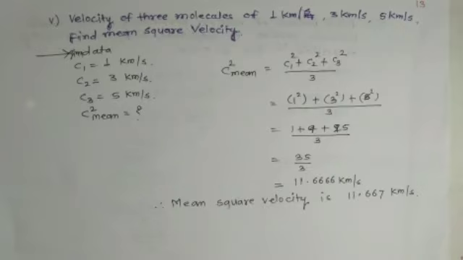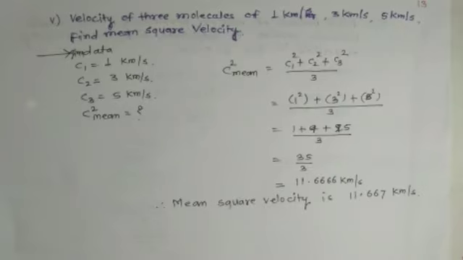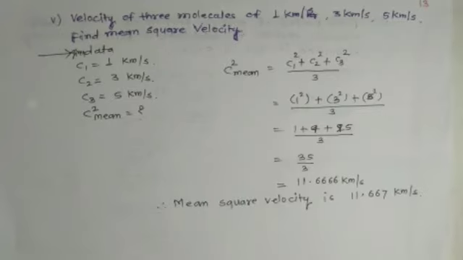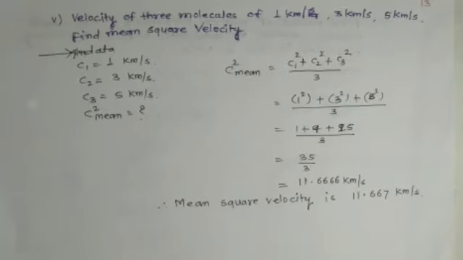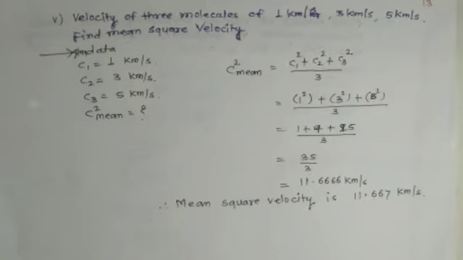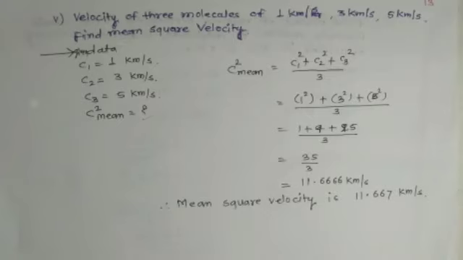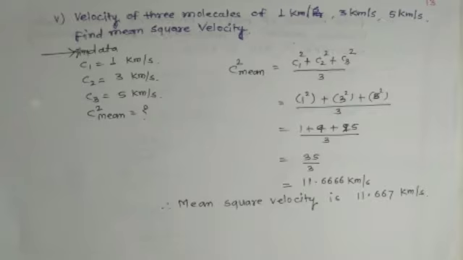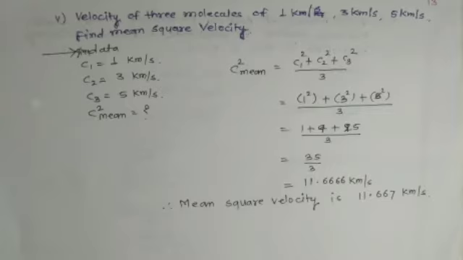So the formula will be mean square velocity, C square mean, equal to C1 square plus C2 square plus C3 square divided by 3. If we substitute the values of C1, C2 and C3, the answer will be 35 upon 3 kilometer per second, meaning 11.66 or 11.67 kilometer per second. That will be the answer.